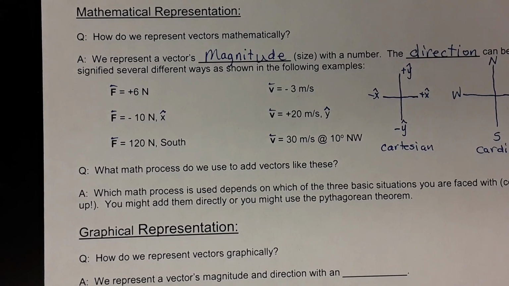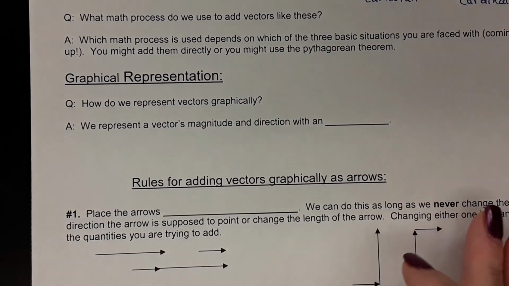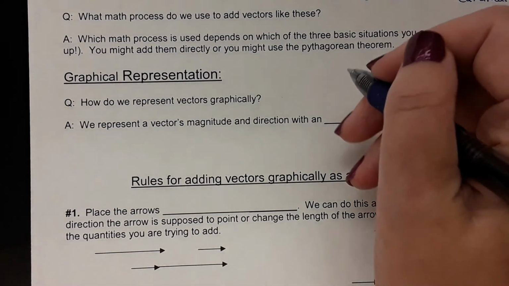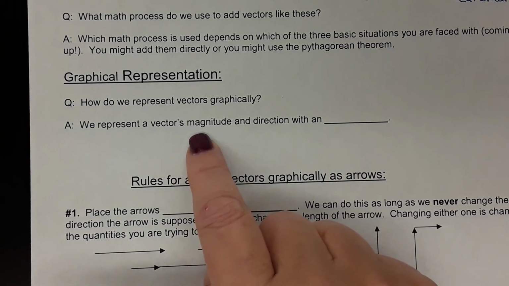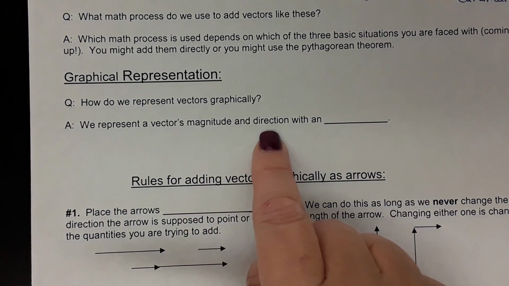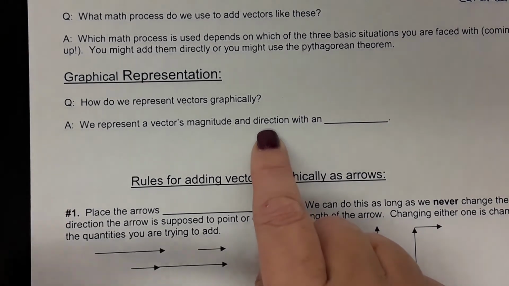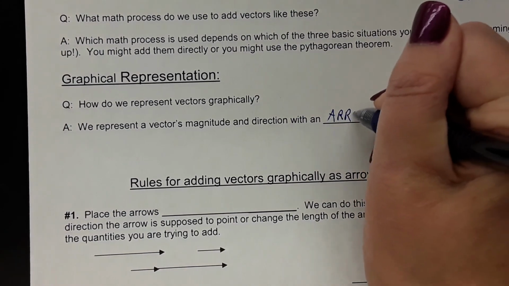However, before we get into that, we're going to look at also how to represent vectors graphically. That means with a picture. Now, how can you represent a vector with a picture? Well, you've got to have something that will show how big it is and something that shows the direction it points. And one item that you can draw that shows both is an arrow.